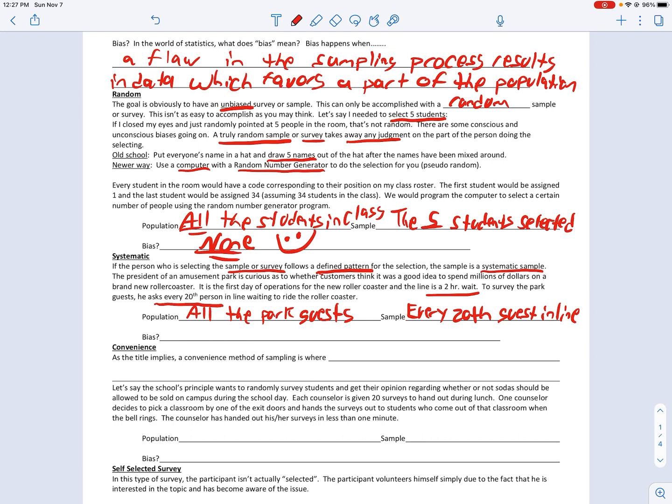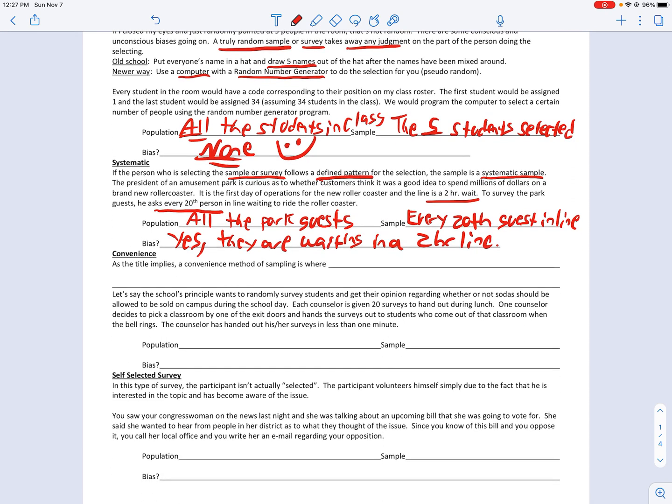So is there any bias? You're surveying the people in line. They're waiting in line, so they must think this roller coaster is worth waiting for. So yes, there's going to be bias. They're going to think it's a good idea because they're waiting in line. They are waiting in a 2-hour line. If you don't think it's a good idea, why would you wait in a line for 2 hours to ride it? So there's going to be some bias.